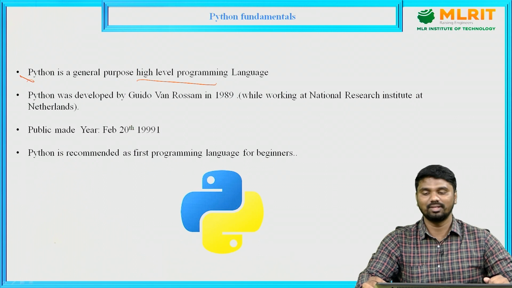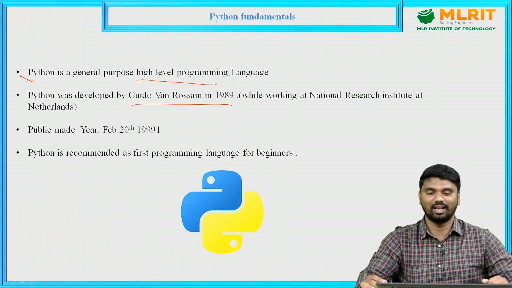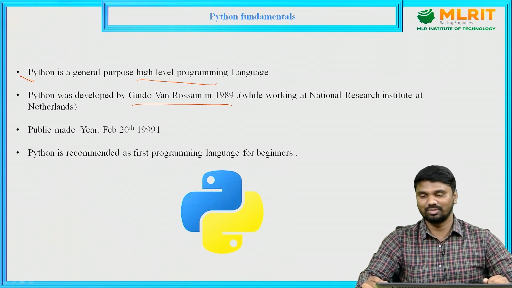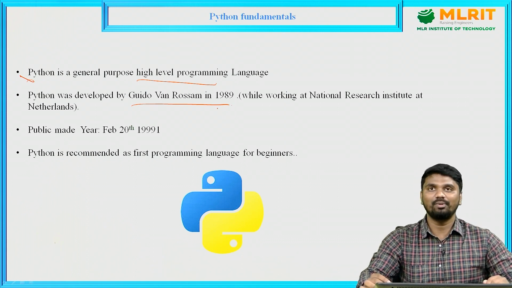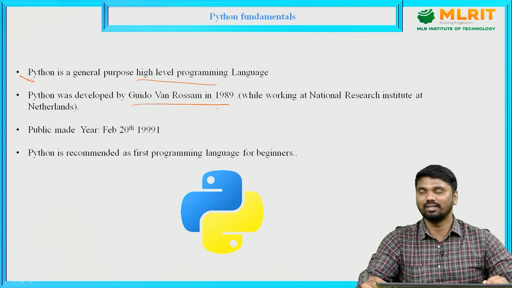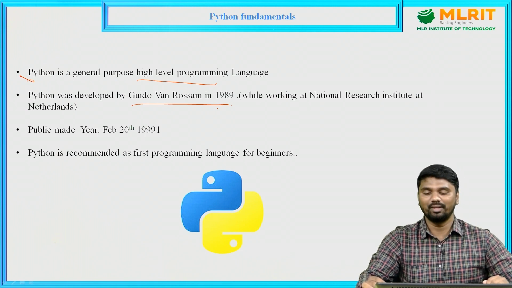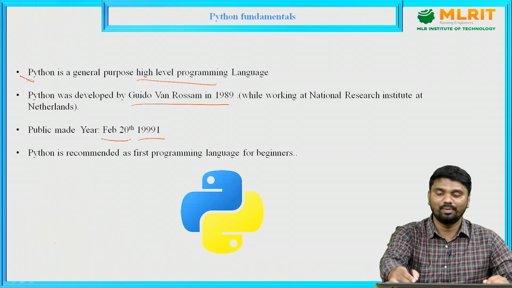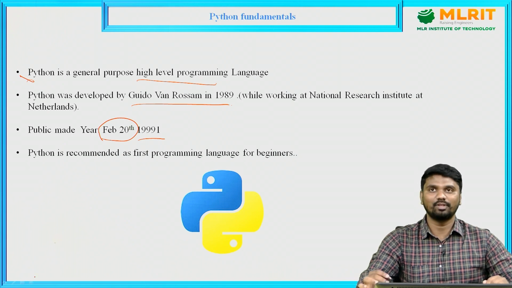Next, who developed Python? Python was developed by Guido van Rossum in 1989 while working at the National Research Institute in the Netherlands. So while doing his work, he developed it in 1989. Of course, he developed it in 1989, but officially he made the Python programming language available to the public on February 28th, 1991. That's why we can say the official date of the Python programming language is February 28th, 1991.